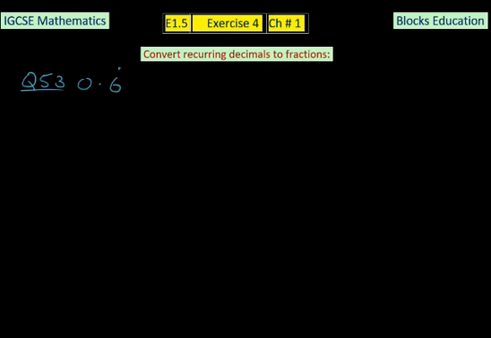Questions 53 to 60 ask us to convert recurring decimals to fractions. Simply speaking, this number is 0.66666 and so on. This is a recurring decimal. I mean 6 is repeating itself infinitely, never ending. So instead, we write it in a smart way: 0.6 with a dot on top of it. Now we have to convert this decimal number into a fraction.